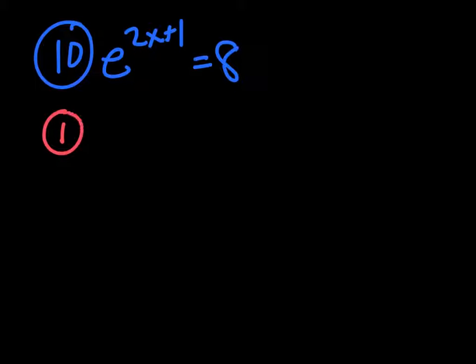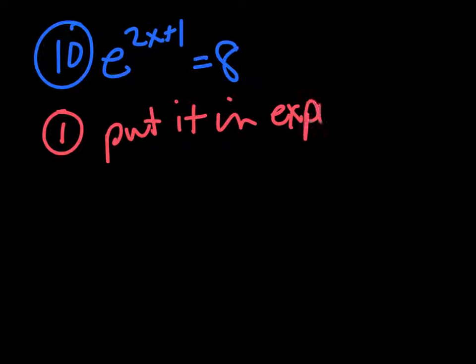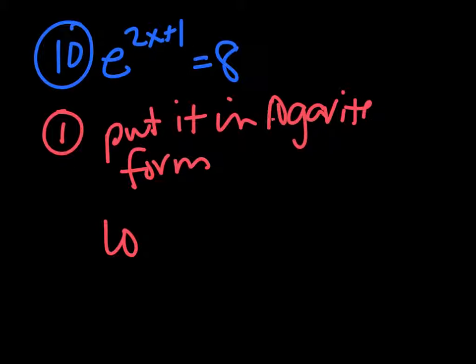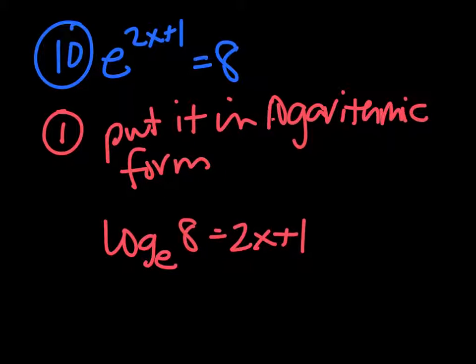The first way I'm going to have you do it is to put it in logarithmic form. It is already in exponential form. So this is log base e of 8 equals 2x plus 1. Log base e is just natural log of 8.